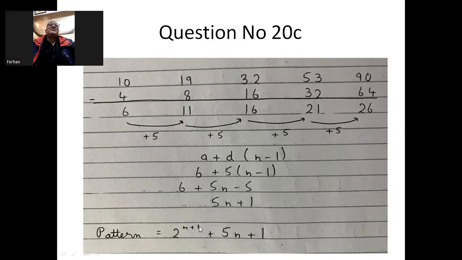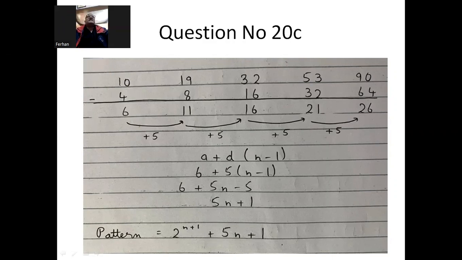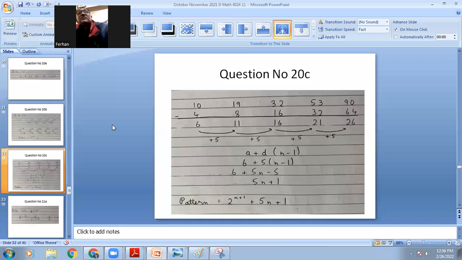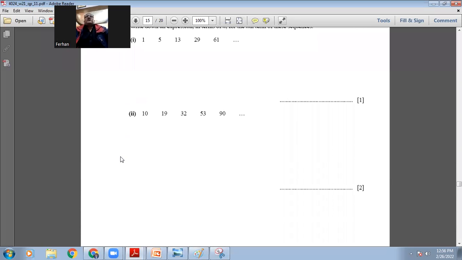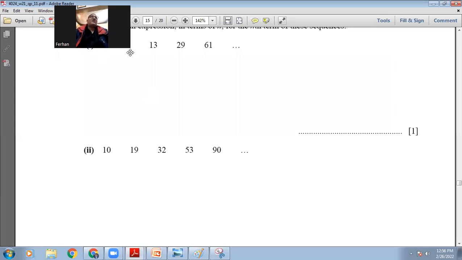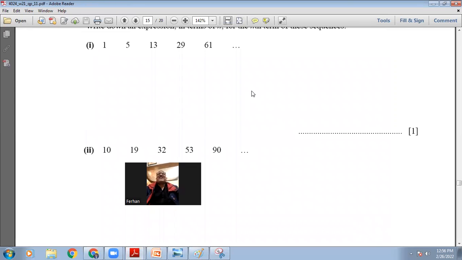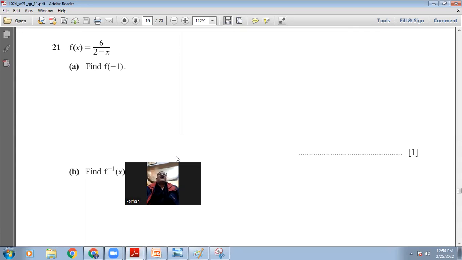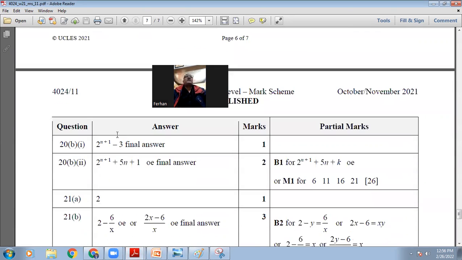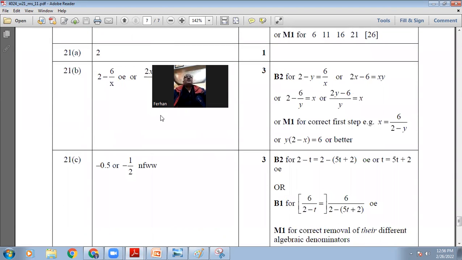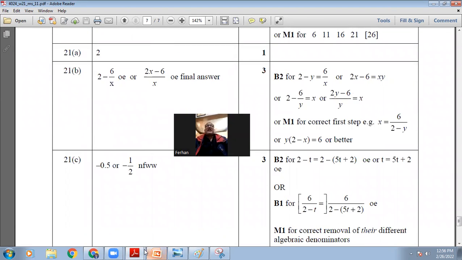So it is 2 raised to the power n plus 1, plus 5n plus 1. This is a star question. It's not an easy question. The last two parts, 2 marks, were not easy. It's a star part. I hope you have understood how we have done this. Question number 21 is coming up on your screen, but before that, let's go to the marking scheme. 128. Yeah, our answers are right. So hopefully you understand. That last part was not easy.